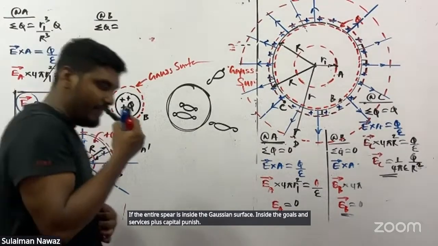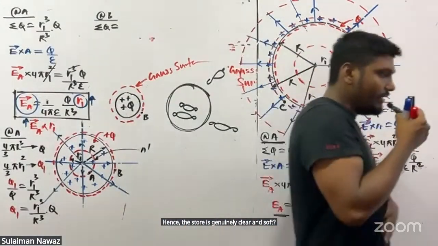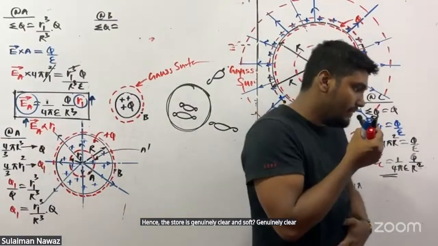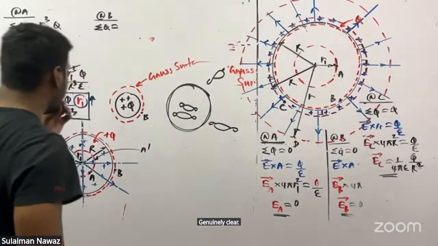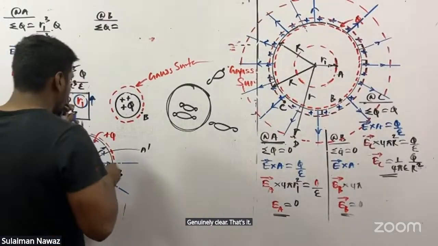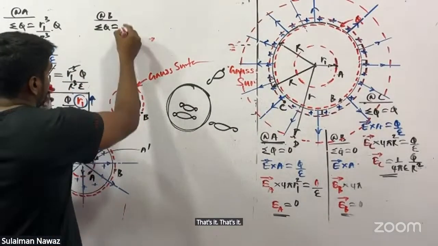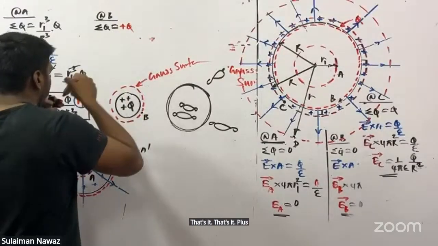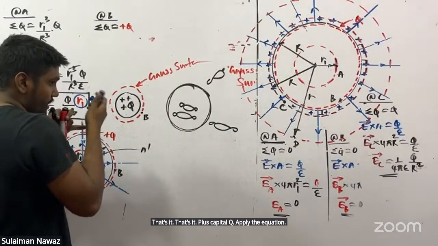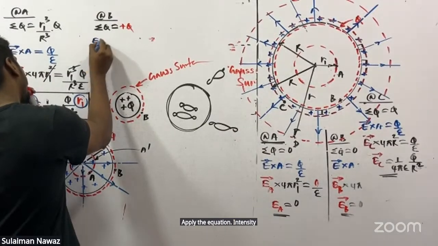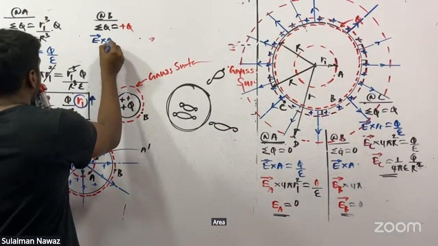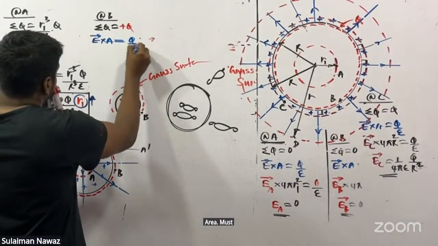Genuinely clear. That's it. Plus capital Q. Apply the equation: intensity into area must be equal to Q over epsilon.